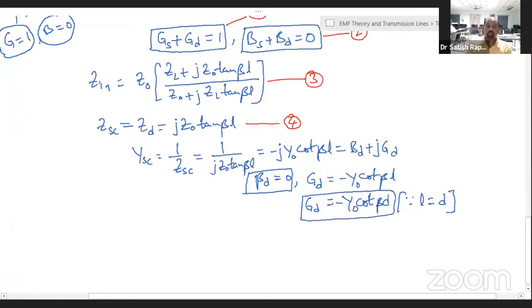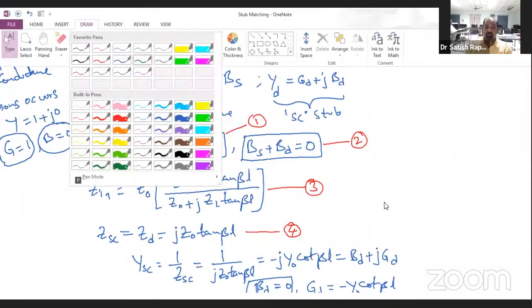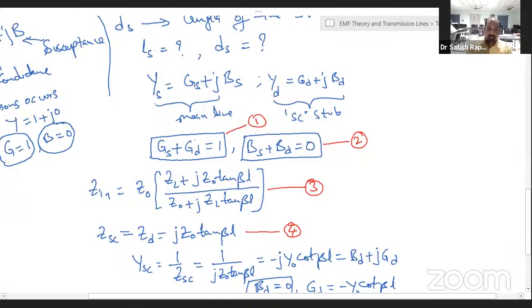So with respect to the shorted stub, we have conductance GD, which is zero, and susceptance BD, which is minus Y naught cot beta D. So GD is known and BD is known. GD is zero and BD is minus Y naught cot beta D.